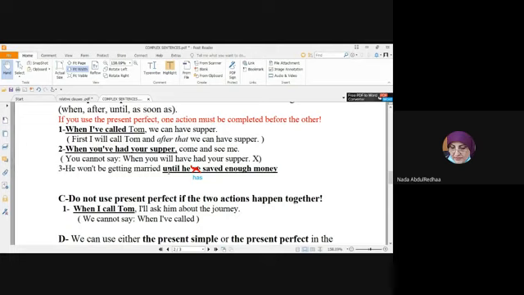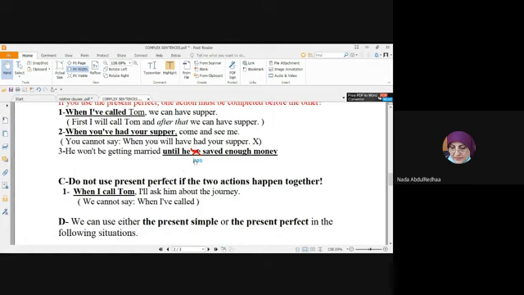Okay, so there's a mistake here. I have to change it. I don't know why there's a mistake. Okay, I'm going to change it, and you change it within your PDF files. Okay, until he has saved enough money.